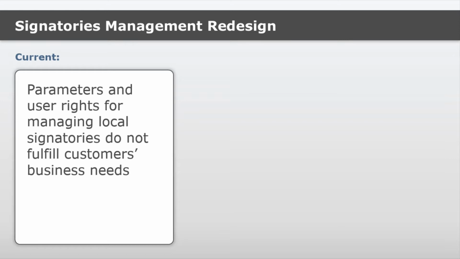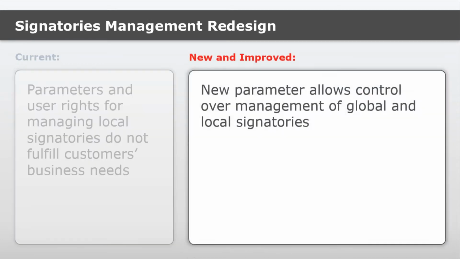Currently, the parameters and user rights for managing local signatories did not fulfill customers' needs. Specifically, with the usage of advanced electronic signature, customers may want to restrict the management of certified contact information to a granted set of users as far as the signatories to be involved is related. With this release, new configuration options and user rights will be introduced to provide further segmentation of users that can configure global or local signatories, improve usability, and better support different business cases.